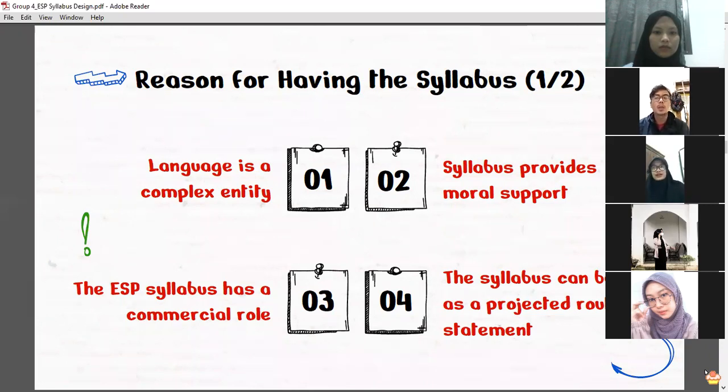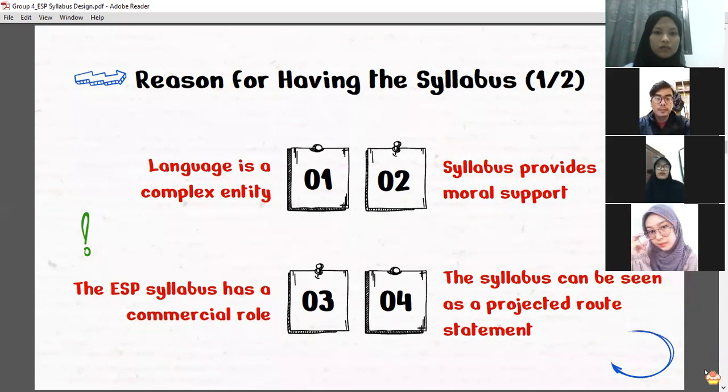And here there are 8 reasons to have or create a syllabus. The first one is language is a complex entity. Language cannot be learned in one go. So we as teachers or instructors must have some way of breaking this complex unit down into manageable units. Therefore, the syllabus provides a practical basis for sharing assessment, textbook, or teaching materials, and learning time.